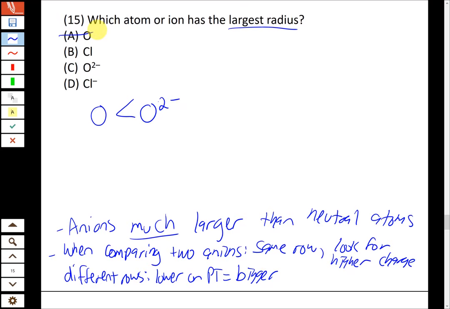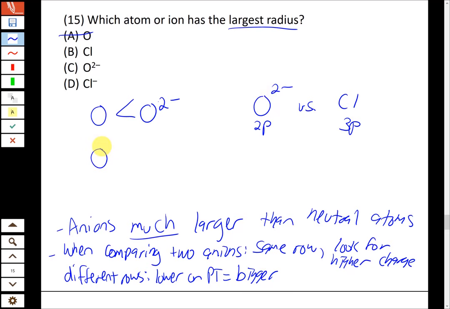Now, if we were to compare O2 minus to chlorine, that's a little bit of a difficult comparison because this one is in the 2p block, this one's in the 3p block. So there are two different subshells that have the electrons in them, but one's charged and one's not. So it's not an easy comparison. So I'm not going to bother with that one. Let's see if we can just get the answer otherwise.